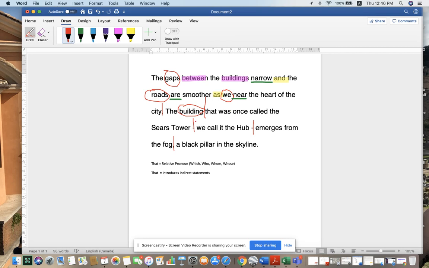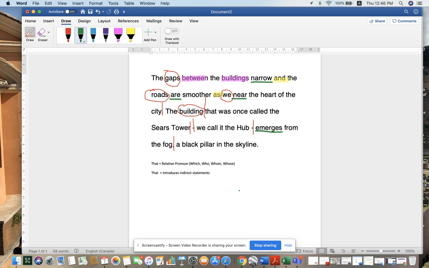That was once called the Sears Tower. That is actually one separate sentence, then another one, and then guess where our predicate is? Right here, emerges. This is why it's called a relative pronoun introducing something called a relative clause, which means it's a sentence within a sentence. A lot of us do this subconsciously. My friend who goes to Holy Cross School is now going to, I don't know, Father Wheelahan.